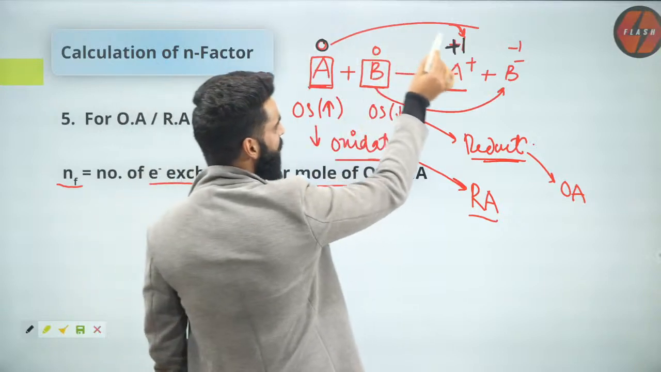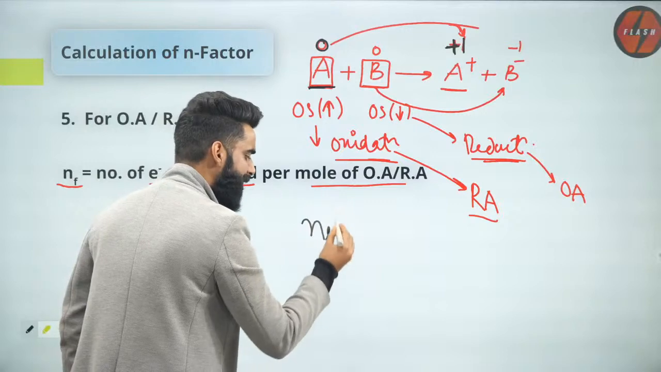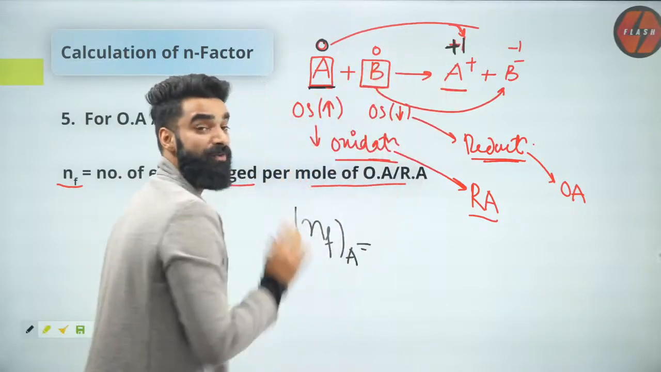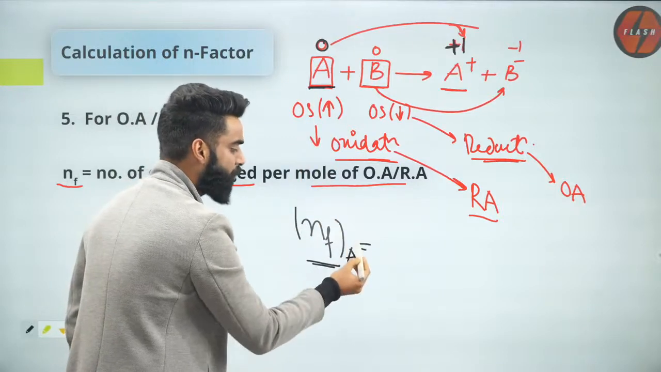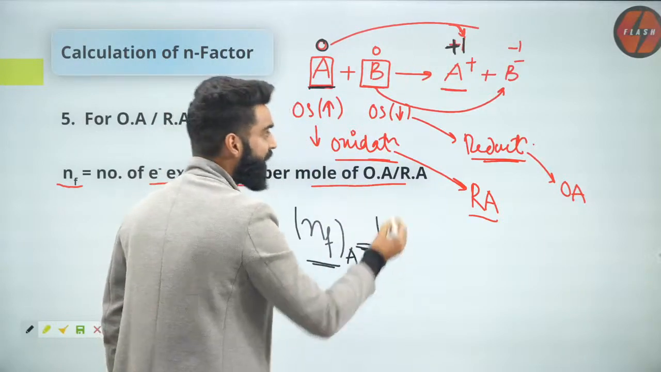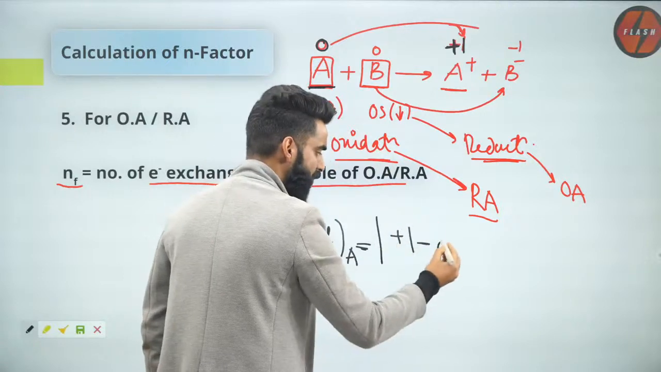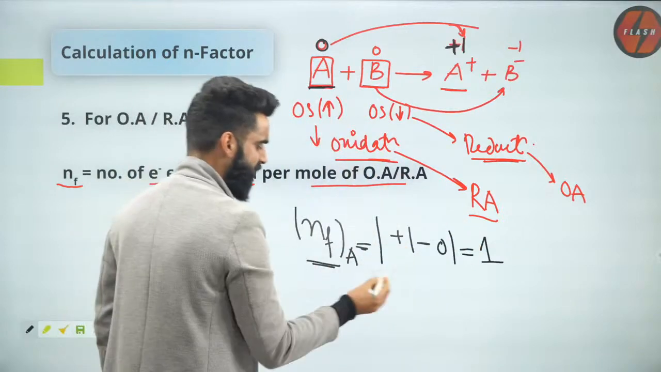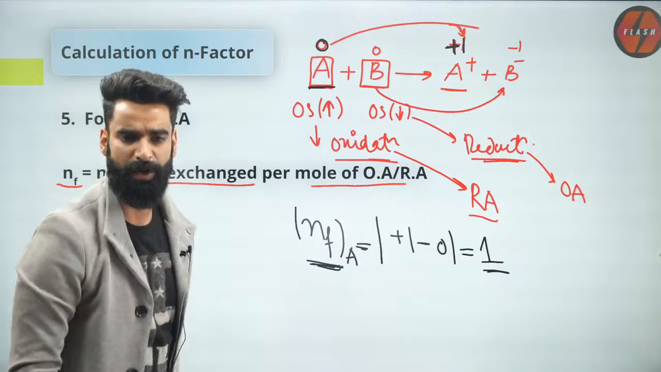Now, in order to calculate the n factor of A, I'll be writing the change in the oxidation state of A. The n factor of A is going to be equal to the change in the oxidation state of A. That means the final oxidation state of A minus the initial oxidation state of A. The value comes out to be equal to 1. So I would say in this reaction, the n factor of A is going to be 1.